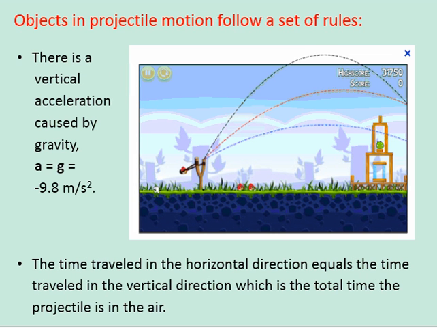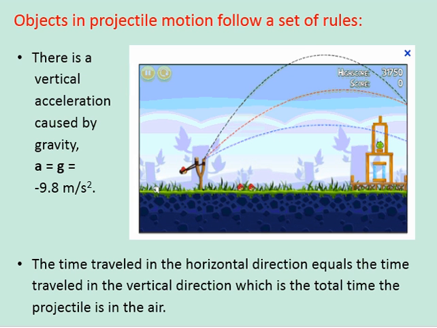There is a vertical acceleration caused by gravity, just like free fall. The acceleration is equal to g, which is 9.8 meters per second squared. So when we solve these problems, a lot of what we learn to do in free fall is going to be exactly what we apply when we're talking about projectile motion.